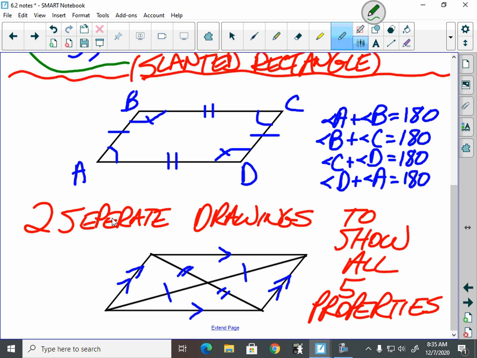Then I wanted to draw another drawing because there's just so many properties of a parallelogram. So here's the same shape. These arrows mean parallel. So opposite sides are parallel and the diagonals bisect each other. It doesn't mean the diagonals are the same length. It means like if this is 7, then this is 7. And if this is 8, then this is 8. That's all that means. Okay? So 2 drawings for the properties of a parallelogram. I'm moving on. You may have to pause the video.